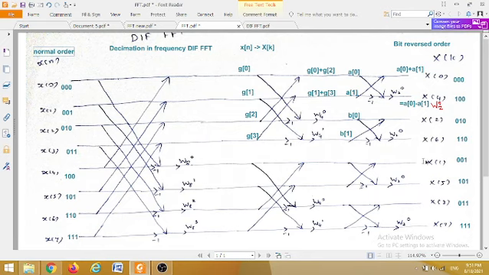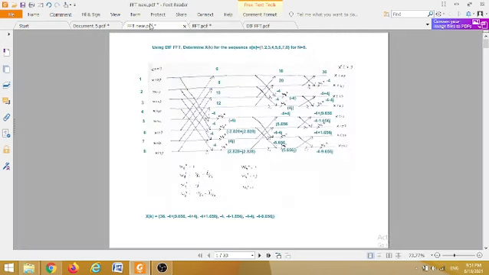So this structure was discussed in detail in the last 2 classes. We have spent 2 classes arriving at the structure. So now we go for the problems using DIF-FFT. Determine x of k for the sequence x of n equal to 1, 2, 3, 4, 5, 6, 7, 8 for n equal to 8.